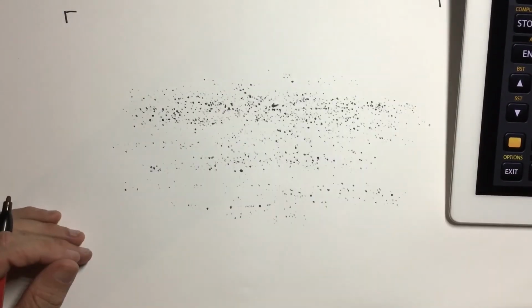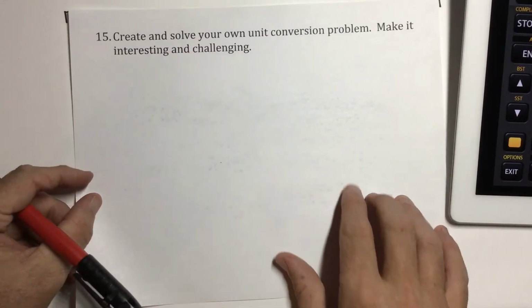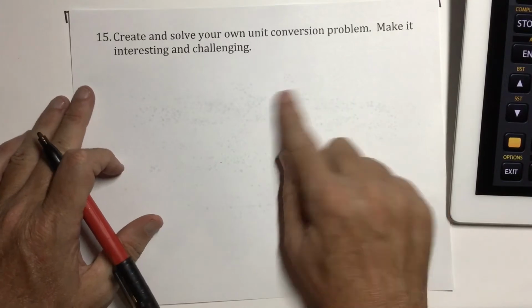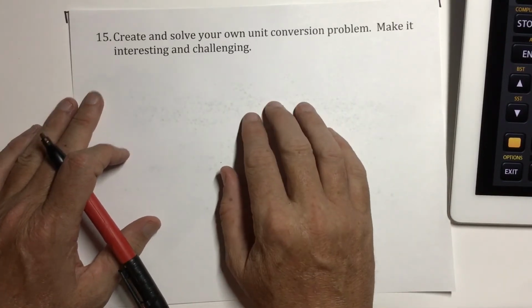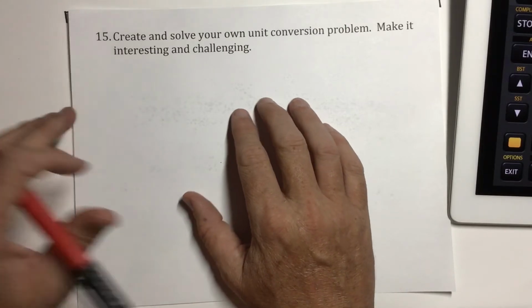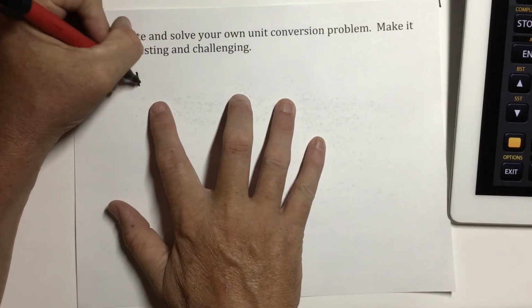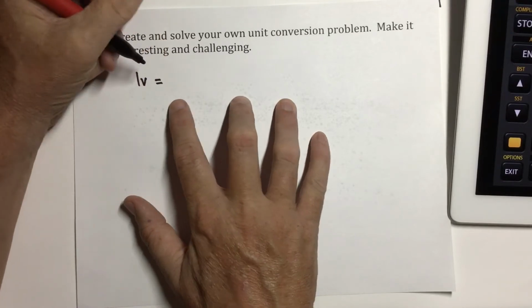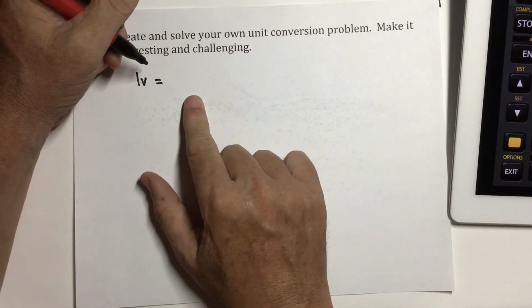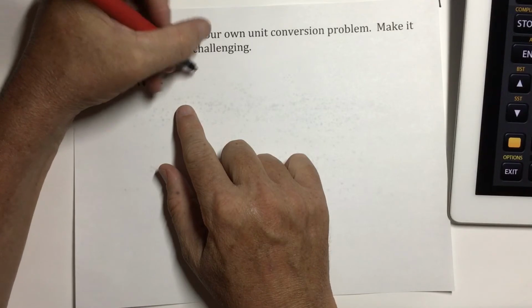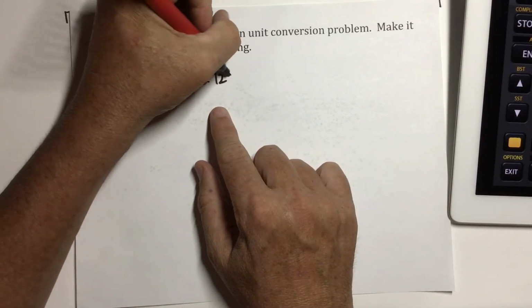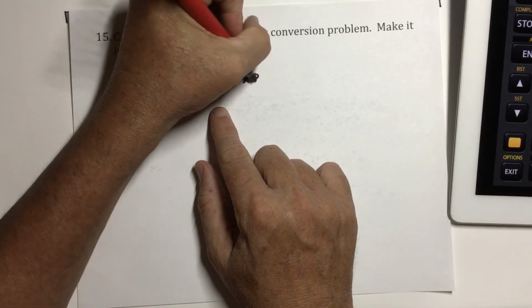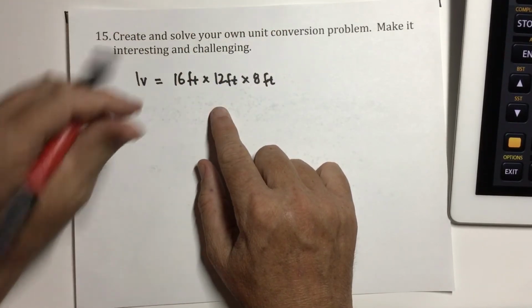All right. Finally, I'm asking you to create and solve your own unit conversion problem. Make it interesting and challenging. So what I decided to do was see how many marbles it would take to fill my living room. My living room is 16 by 12 with an 8-foot ceiling. So it is 16 feet by 12 feet by 8 feet.